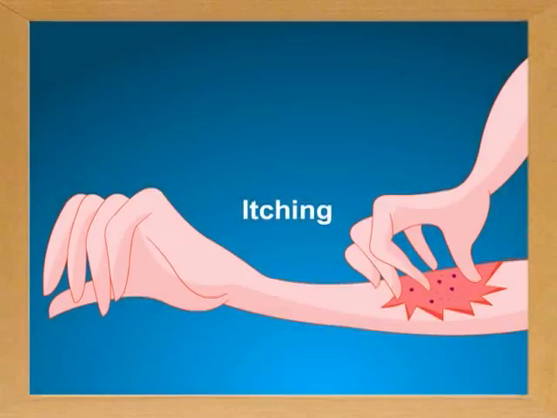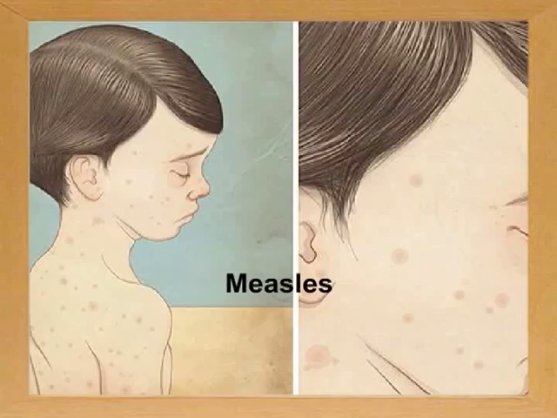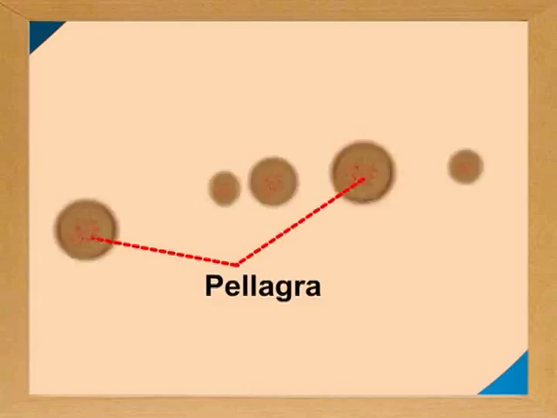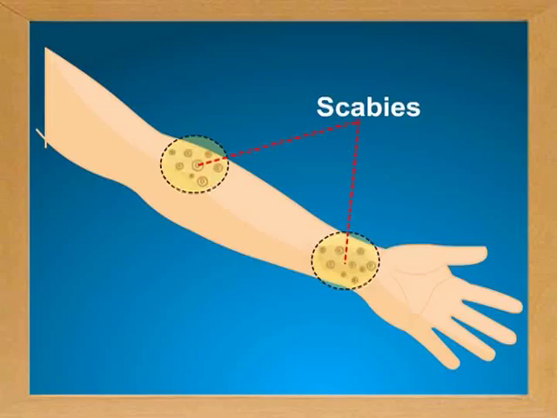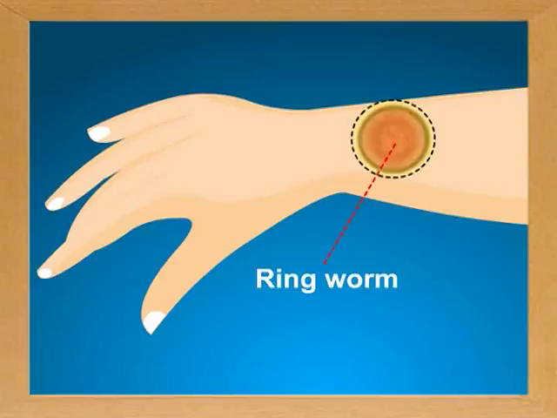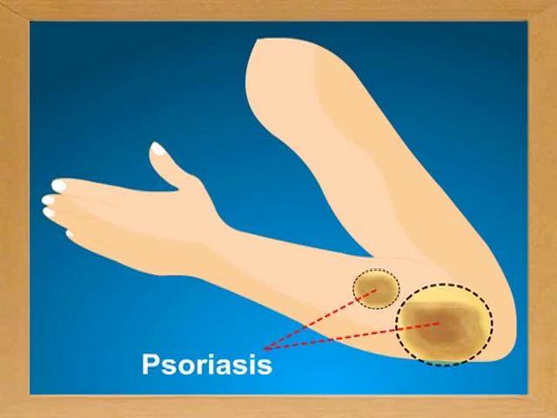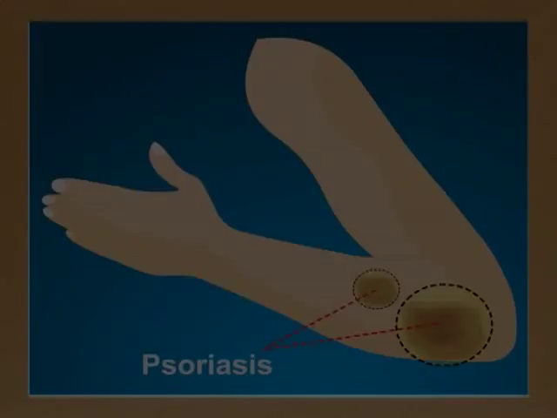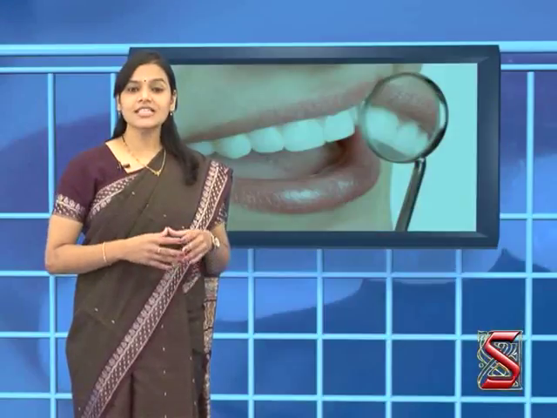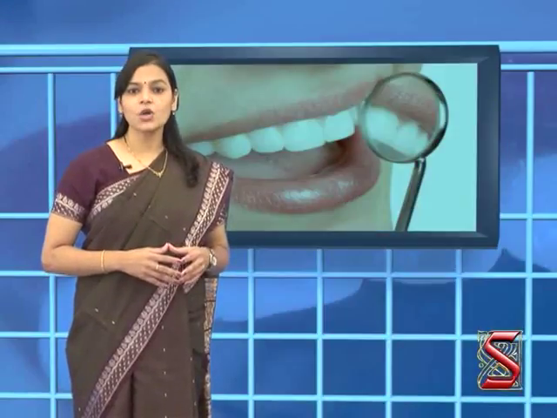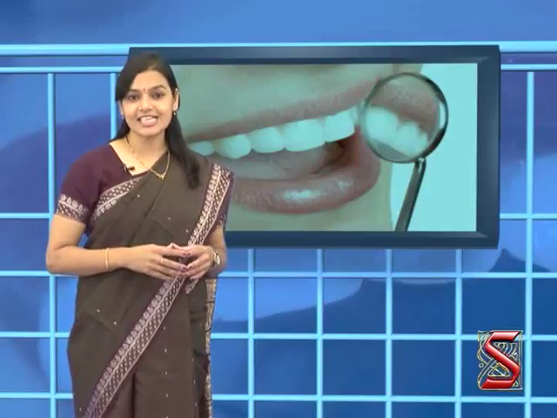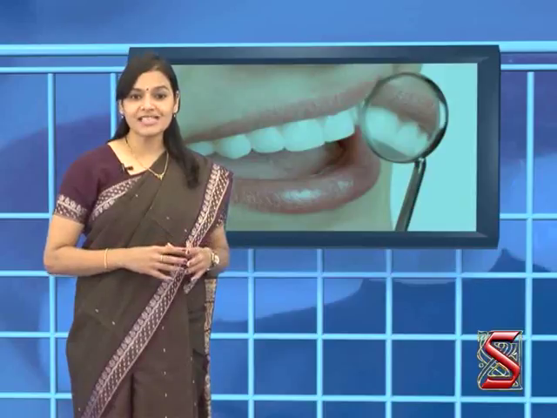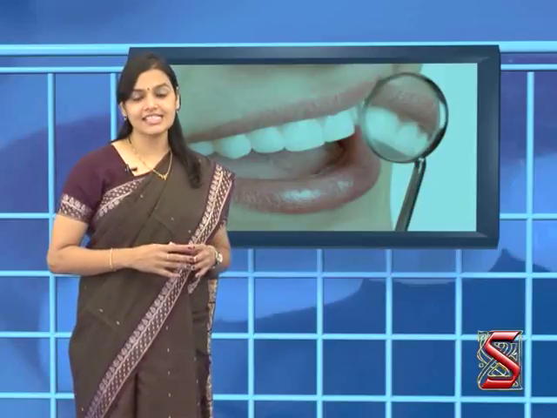Some of the most common skin diseases are itching, measles, eczema, pellagra, acne, scabies, ringworm, and psoriasis. Well, as we discussed, it is very important that we maintain a good personal hygiene to prevent these skin diseases. The following are specific to avoiding any skin disease.